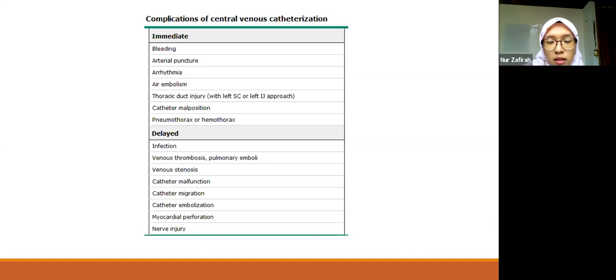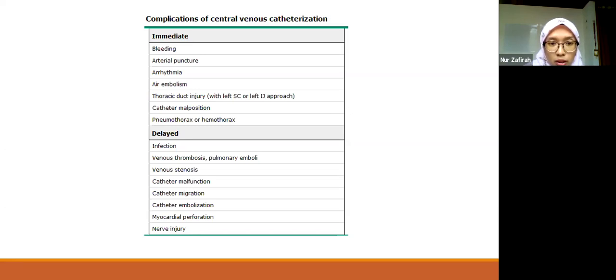For the late complications, one is infection, such as catheter related bloodstream infection. Then venous thrombosis or pulmonary emboli, because there is turbulent flow around there that can cause thrombosis. Then venous stenosis. Then catheter malfunction because of inadequate flow, or sometimes thrombosis too. Then catheter migration: supposedly it's located at the inferior superior vena cava, however after a few months it migrates downwards into the right atrium. And then catheter embolization.